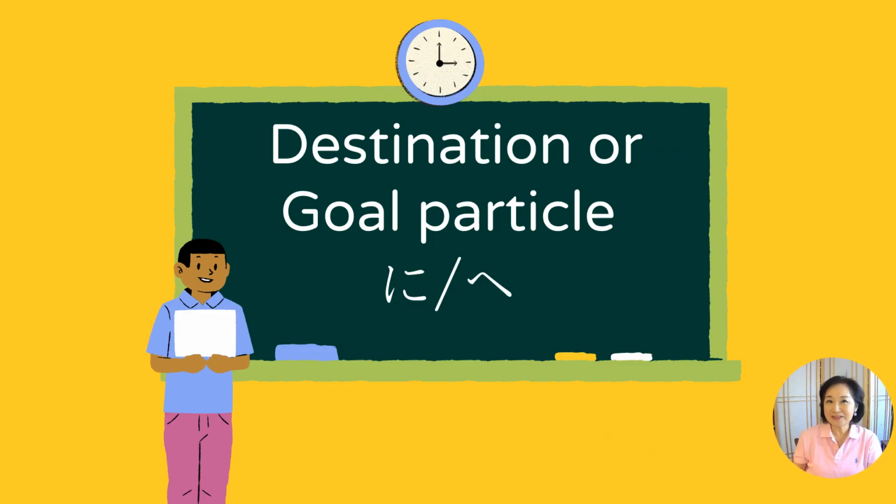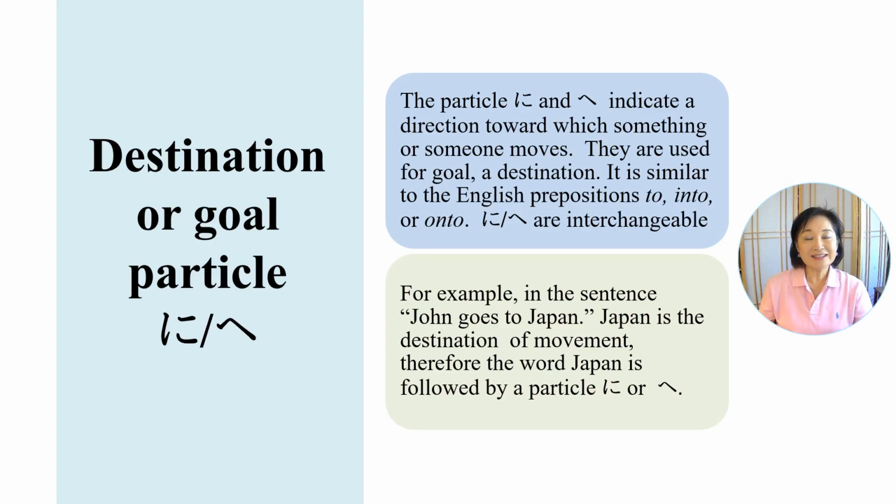Alright, destination particles. There are two of them, ni and e. So look at this hiragana character. This is he. However, this is pronounced as e when it is used as a particle. Let's look at the functions of these particles. Both ni and e indicate the direction towards which something or someone is moving. For example, in the sentence, John goes to Japan, Japan is the destination of movement, so the word Japan is followed by either ni or e to denote this direction.